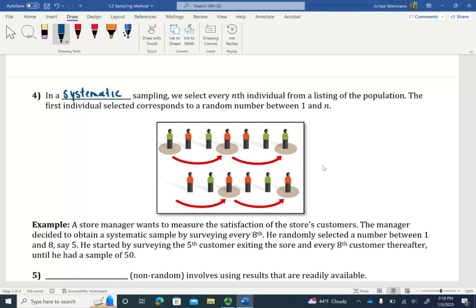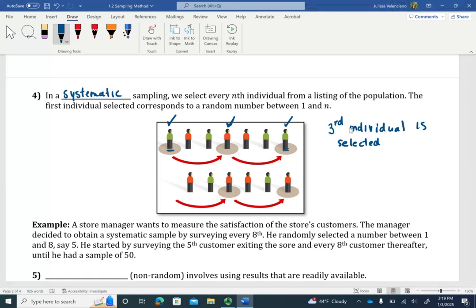So on the visual here below, we're going to select every third individual. Notice, for example, the first individual on the left is selected. They're going to be part of the sample. And then we select the third individual after that. So we have 1, 2, 3. This individual is going to be selected. Then from there again, we select the third individual after that, and so this next individual is selected. That is how the method works. That is what we mean by selecting every nth individual from the population.